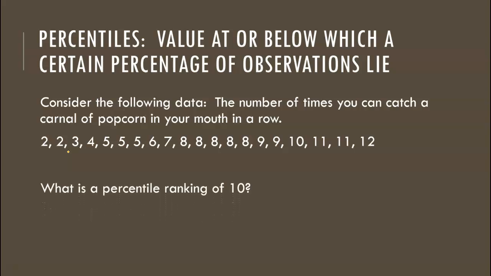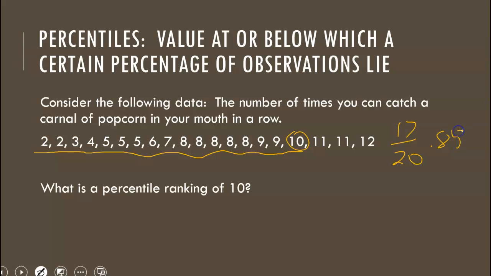But let's say that we want to find the percentile ranking of 10. So in other words, let's say there were 20 different people and you did 10. What would be your percentile? Well, that percentile would be anything at or below 10. So all of these numbers here, including the 10, that's a total of 17 of the numbers. So we have 17 out of the 20 numbers. If I divide that, that's 0.85, which means that 10 would be in the 85th percentile.